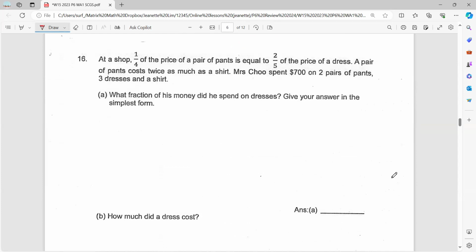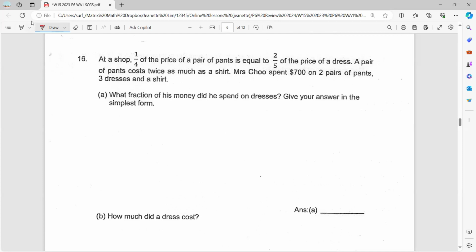Question 16, at a shop, 1/4 of the price of a pair of pants is equal to 2/5 the price of a dress. A pair of pants costs twice as much as a shirt. Mrs. Chu spent $700 on 2 pairs of pants, 3 dresses, and a shirt. So what fraction of her money did she spend on dresses? Give your answer in the simplest form.